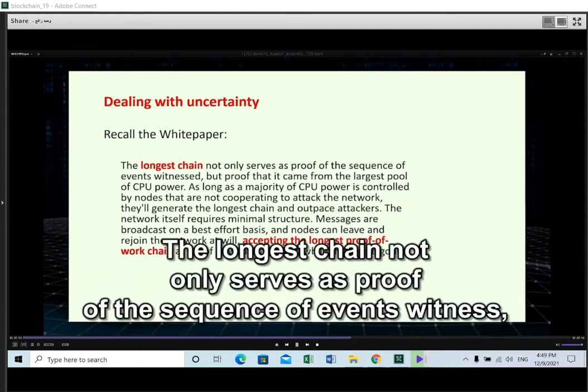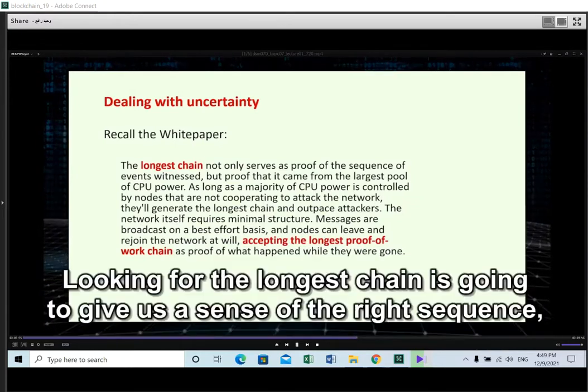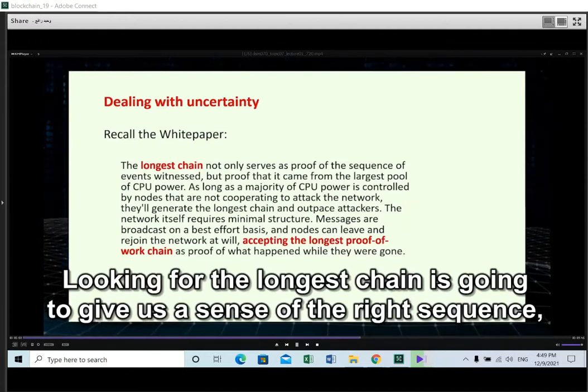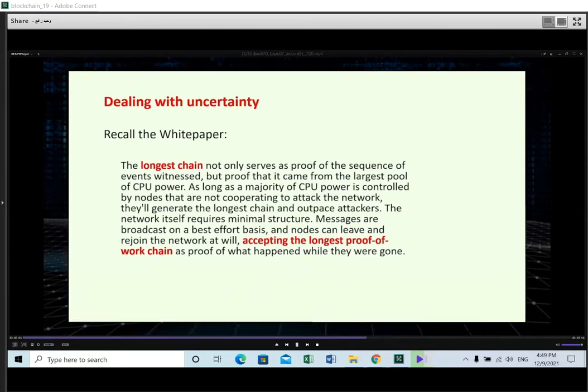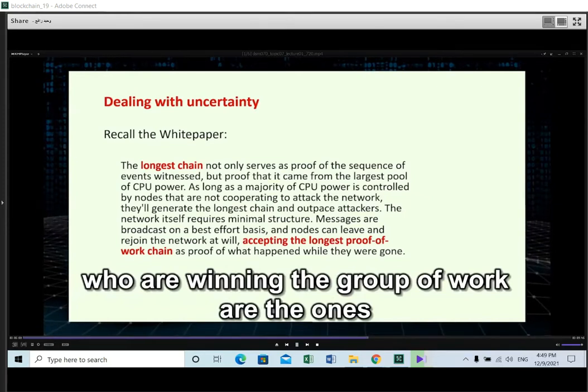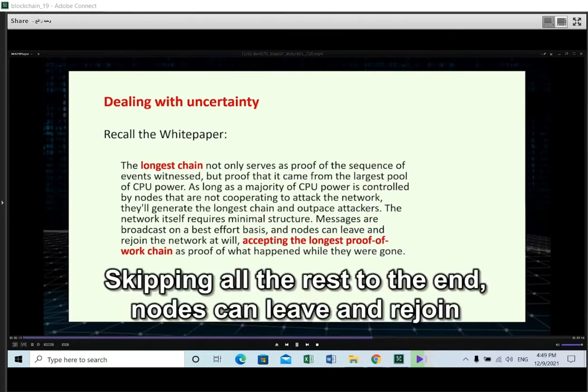The longest chain not only serves as proof of the sequence of events witnessed, but proof that comes from the largest pool of CPU power. So the CPU, looking for the longest chain, is going to give us a sense of the right sequence, but it's also going to give us a sense that the people who are winning the proof of work are the ones that are actually putting things on. Okay, skipping all the rest to the end.